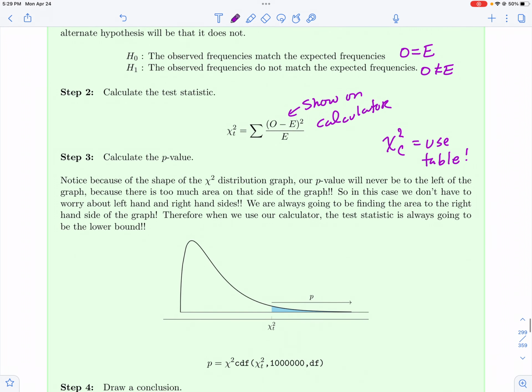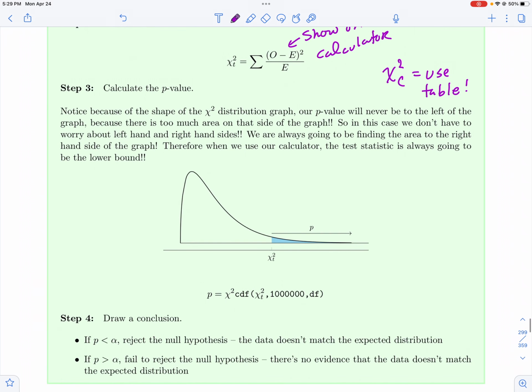So again, these are always going to be right-tailed tests. So when it comes to calculating our p-value, it's always going to be of this form, where our chi-squared test statistic is our lower bound, some ridiculously big number is our upper bound, and then finally our degrees of freedom is the last thing we type in.